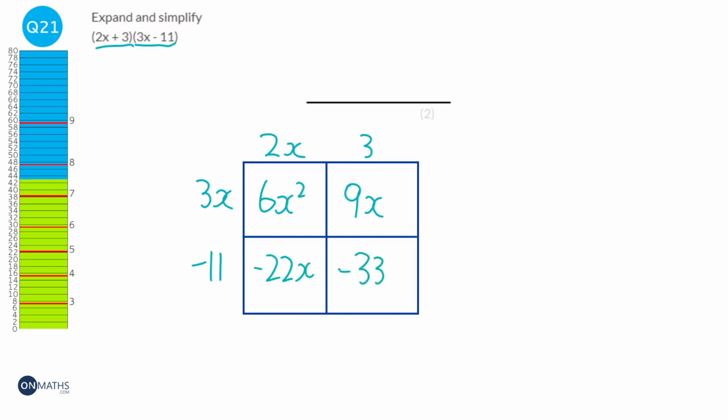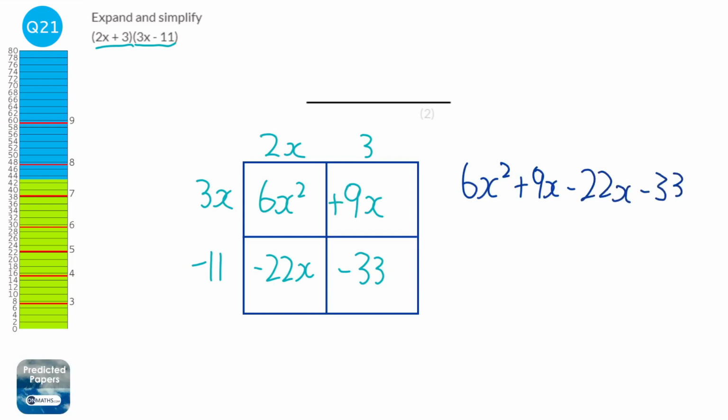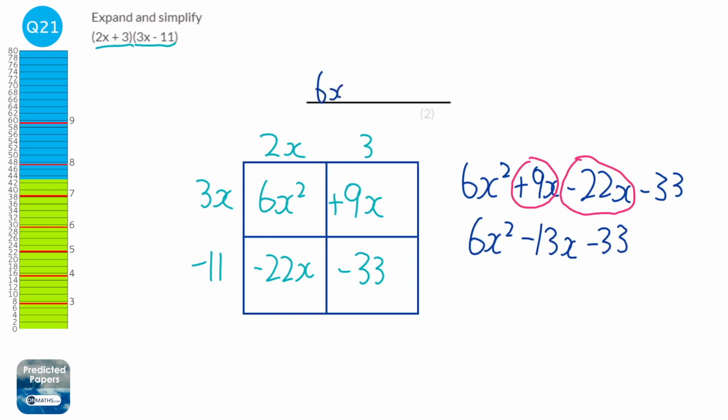Get them all together, so we've got 6x squared plus 9x, because that is a positive, minus 22x, minus 33. We can see here that the plus 9x and the minus 22x are like terms, so we can add them together to make minus 13x, and that's our answer. So our answer is 6x squared minus 13x minus 33.